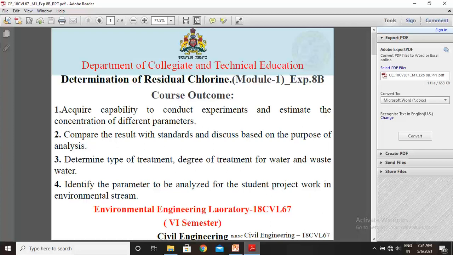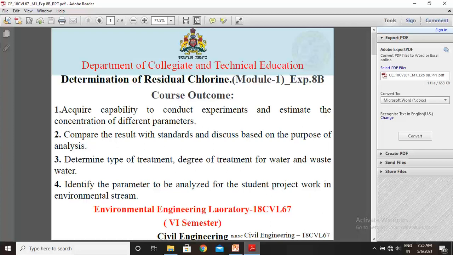Today I want to explain about environmental engineering laboratory experiments. In that, I want to explain about determination of residual chlorine, module 1, experiment 8b. Course outcome is to acquire capability to conduct experiments and estimate the concentration of different parameters.